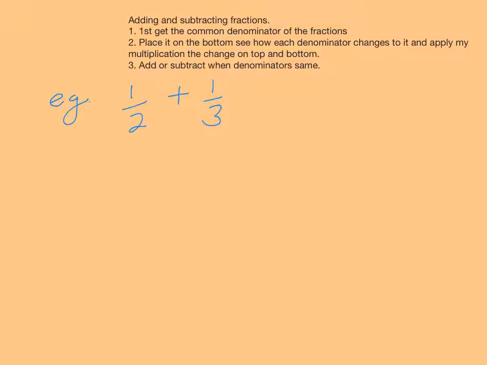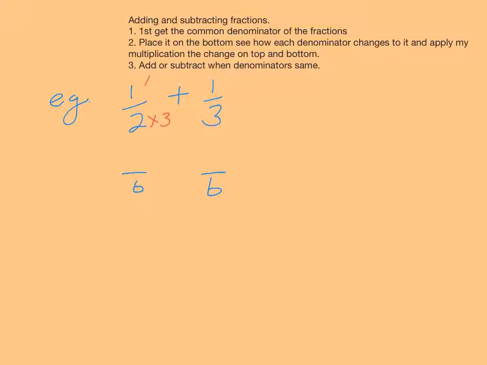Here we have an example of adding fractions. So according to the rules above, we have to add fractions by first getting the common denominator of the fractions. So the first rule, a number that is the lowest common multiple that 2 and 3 will both go into. So 2 and 3 both go into 6, the lowest number that both of them go into. So I put 6 down in the bottom because both of them will become 6. How does 2 become 6? 2 becomes 6 by multiplying it by 3.